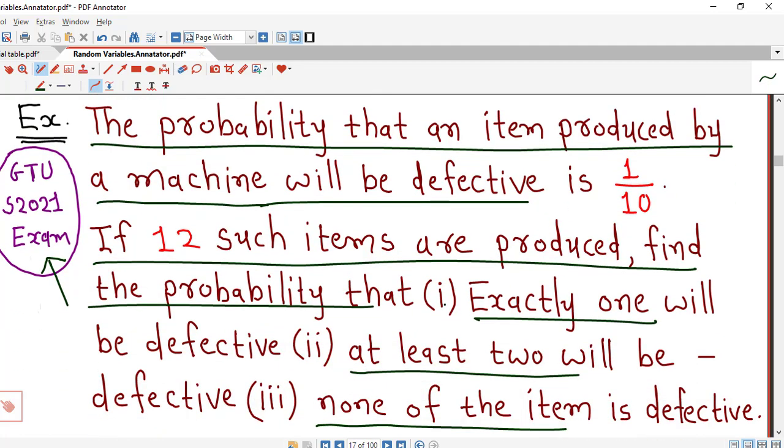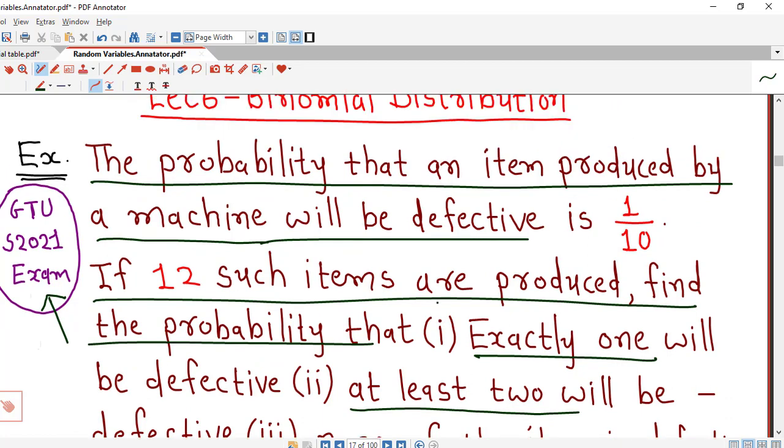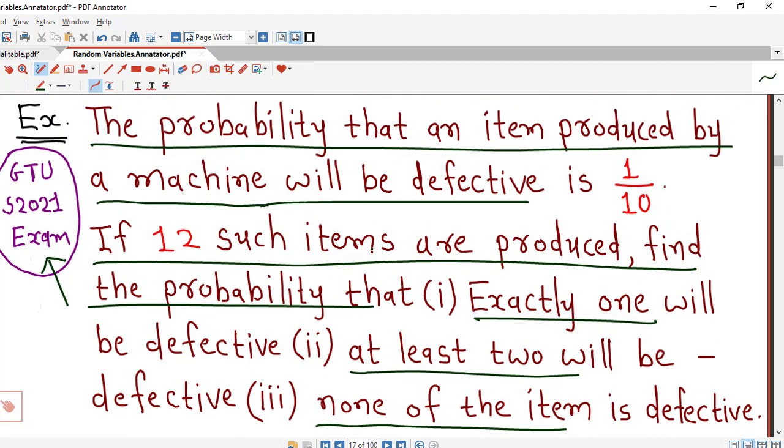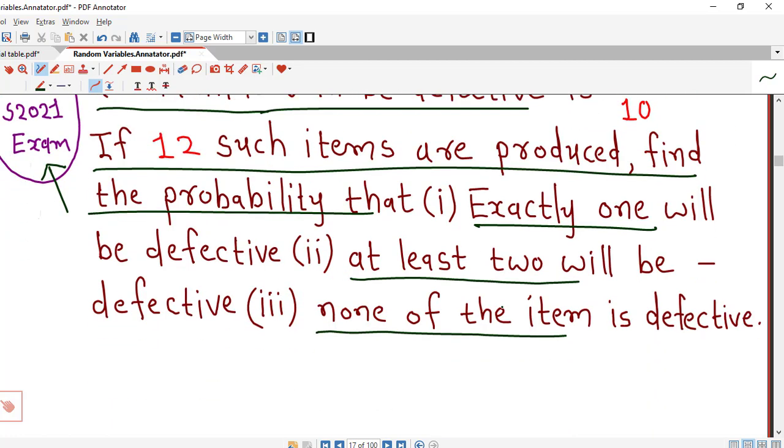So here we are given that the probability that an item will be defective is 1 by 10, and 12 items are produced, and for each item we have two possibilities: either the item is defective or the item is non-defective, and we are asked to calculate these probabilities.